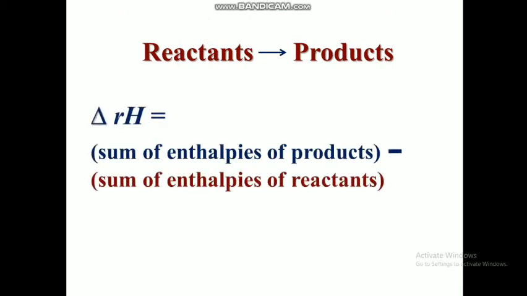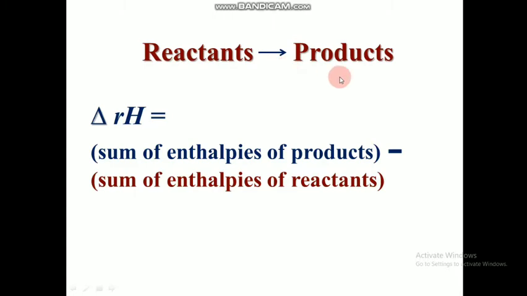So the equation to find the enthalpy of a reaction is delta RH equals the sum of enthalpies of products minus the sum of enthalpies of reactants. On the reactant side and the product side, we have not just one compound or one molecule, we have a lot of compounds and molecules on both sides. So we take the sum of enthalpies of all the products minus the sum of enthalpies of all the reactants. When we do that, we get the difference between them, the enthalpy of this particular reaction.